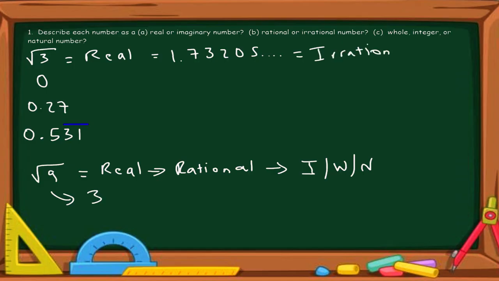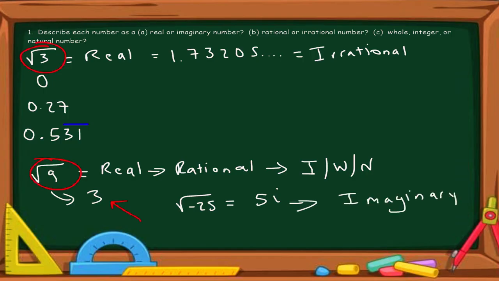So when dealing with square roots, you need to determine if it simplifies or if it doesn't. If it simplifies to an integer, like the square root of 9, then you know it's going to be real and rational. The square root of -25 simplifies to an integer, but there's an i in front of it, so it's not real. That makes it imaginary.